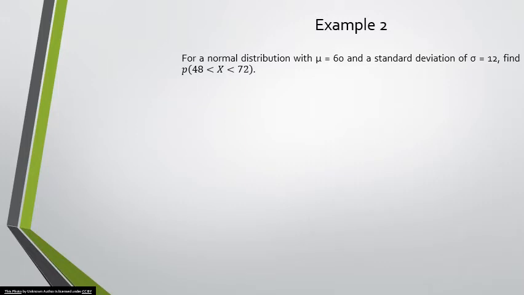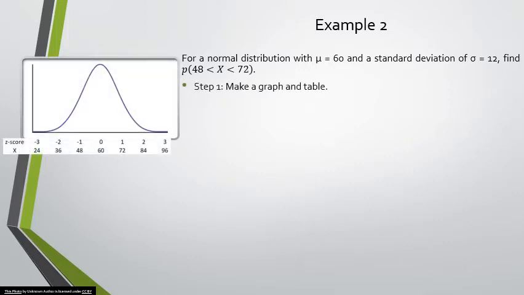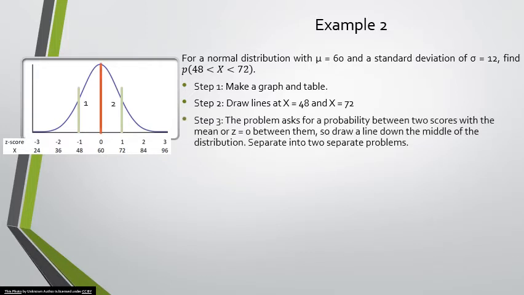Example 2. For a normal distribution with a mean of 60 and a standard deviation of 12, find the probability that the score is between 48 and 72. Step 1. Make a table and a graph. Step 2. Draw lines at x equals 48 and x equals 72. Step 3. The problem asks for a probability between two scores, and these two scores have the mean, or z equals 0, between them, so draw a line down the middle of the distribution.